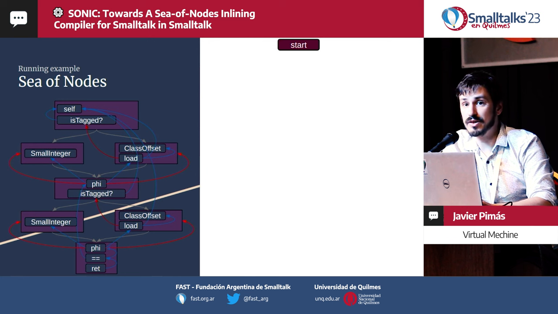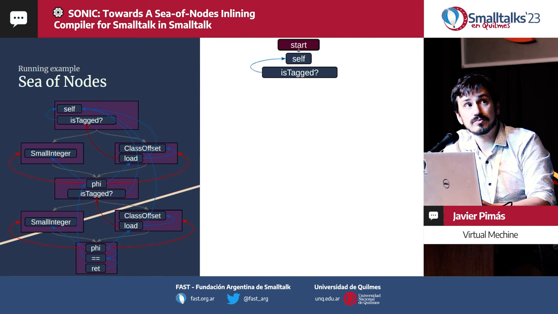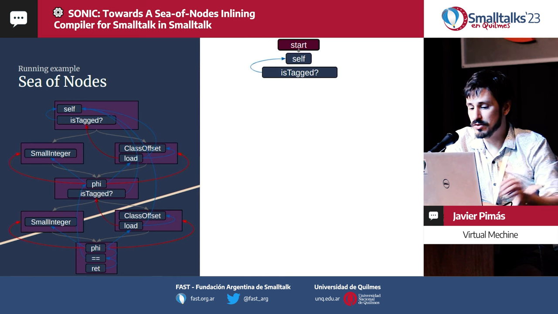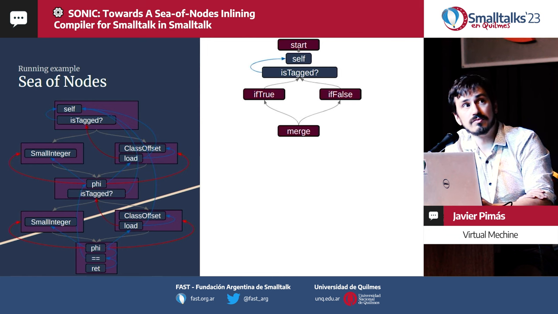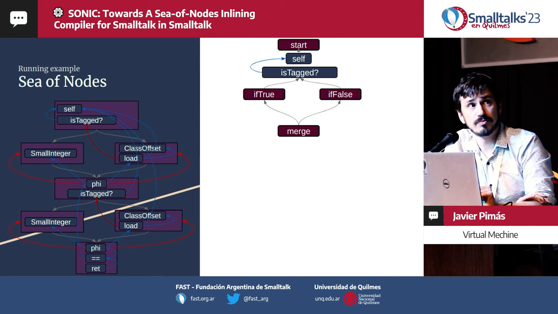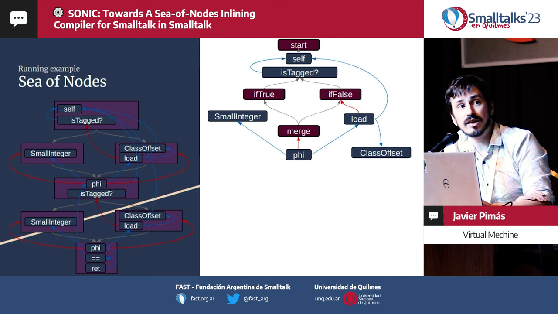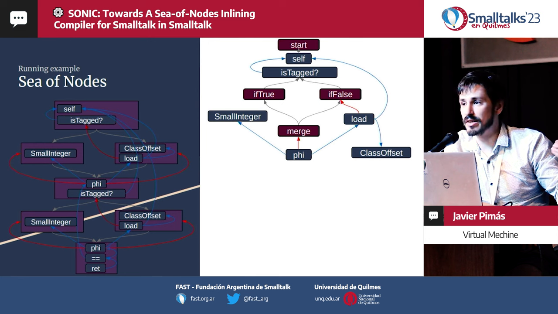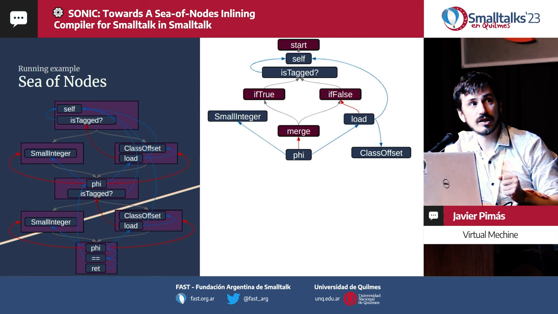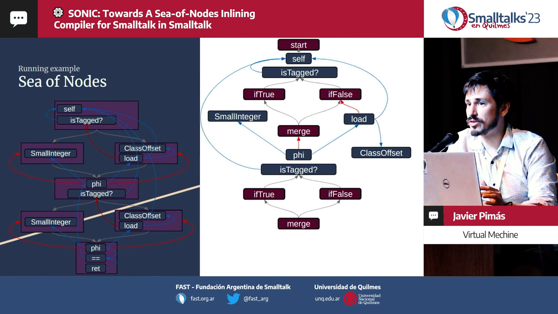So here we have, for example, that we are going to have a start node. We are going to ask, for example, if it's tagged, and then, well, the self node depends on the start. You have to be in the method to start, but we are going to model all the dependencies, right? So we are going to have these if true and if false nodes. We are going to have the merge nodes. And then, for example, in the case of the load, that load depends on self, it depends on the class offset, but you see that now the nodes are basically free, right? You can put them anywhere you want while you respect the dependencies. So in this case, we have no particular order for instructions, or there's something hidden there, which is like a partial order.